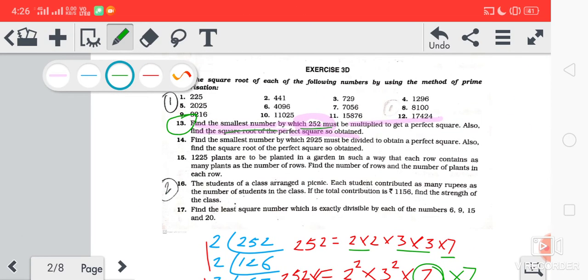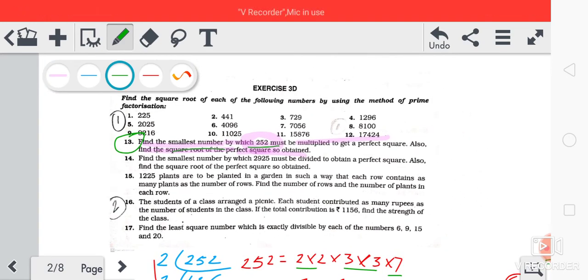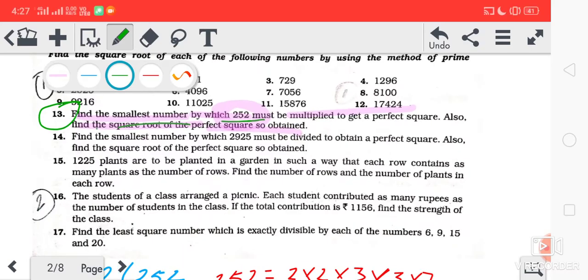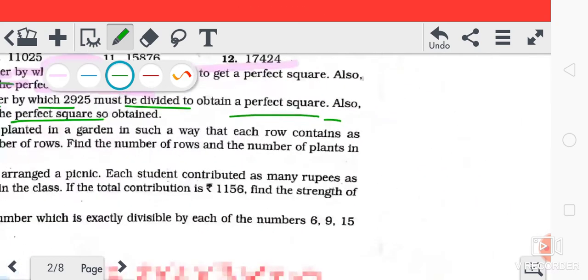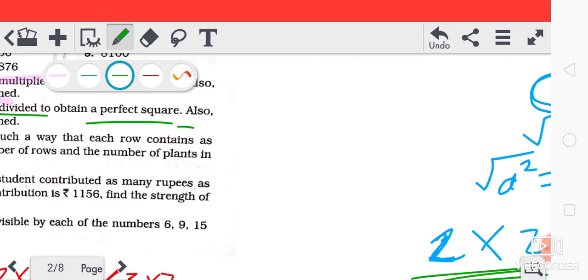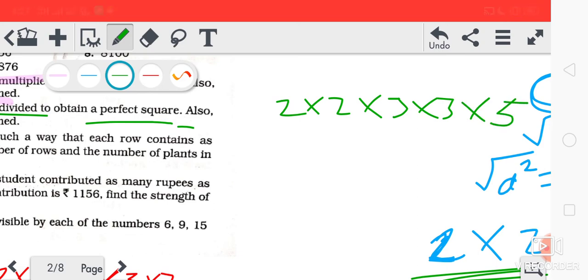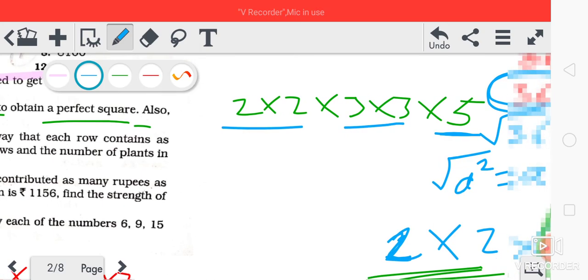So I hope this is clear to you, and you can do it on your own. The same type of question is there in question number 14. Find the smallest number by which 2925 must be divided to obtain a perfect square. Also find the square root of the perfect square so obtained. Suppose you get 2 into 2 into 3 into 3 into 5. Now in this case 2 into 2 is 2 square, 3 into 3 is 3 square, but 5 is not in square form.